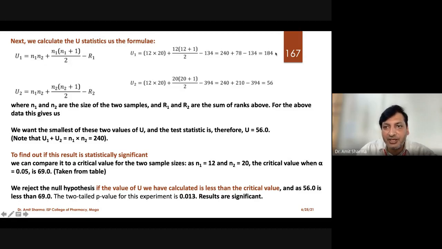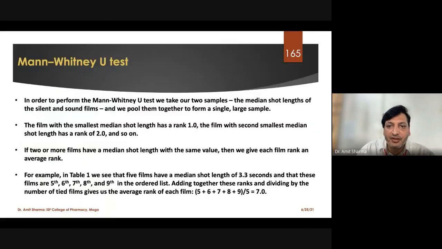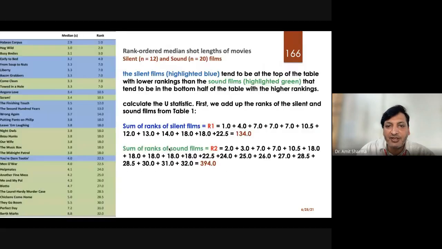So as you can see, 56 is less as compared to 184. So the final U value will be considered as 56. This 56 will be compared with the value given in the table, and for that we have to find out what the sample size of n1 and the sample size of n2 were.